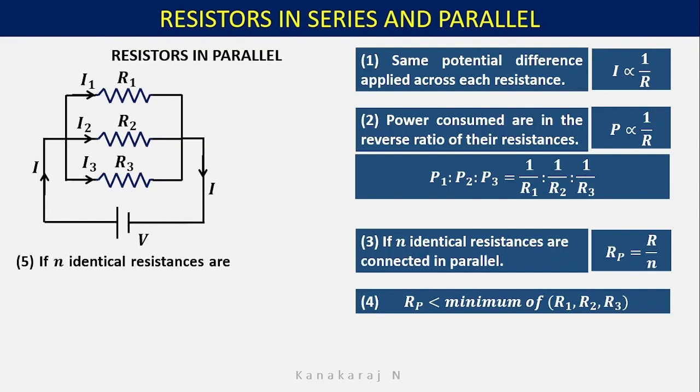If n identical resistances are connected in parallel, I prime equals I by N. I prime is the current through an individual resistance, that will be equal to the total current by the number of resistors connected in parallel.